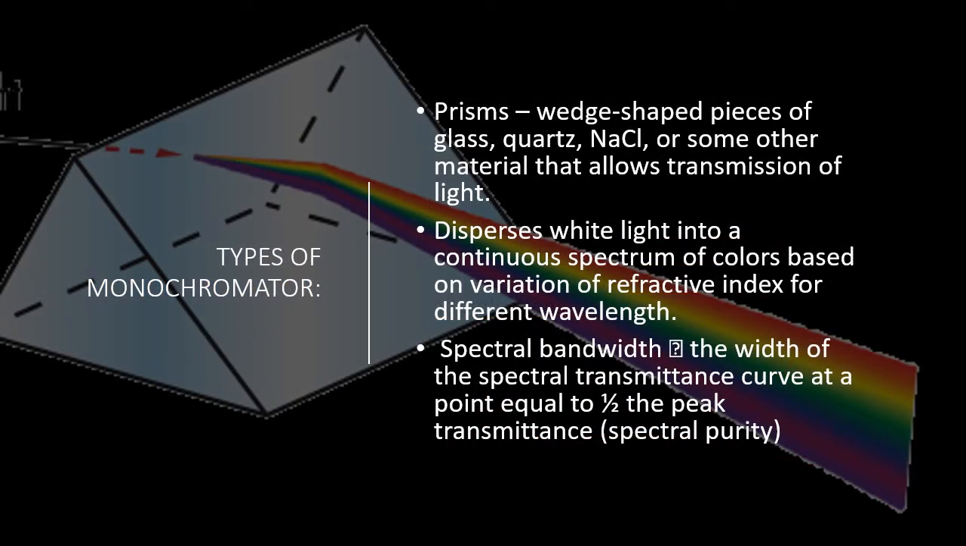Another form of monochromator is a prism. So, wedge-shaped pieces of glass, quartz, sodium chloride, which is salt, or some other material that allows transmission of light. Very familiar naman kayo dito because this is a common experiment nung tayo ay grade school pa lang, no? You're going to get a prism, which is made of glass, tapos magsashine sila ng flashlight to the prism. And then it's going to produce a rainbow.